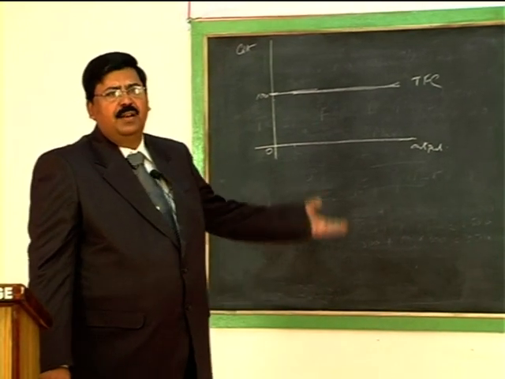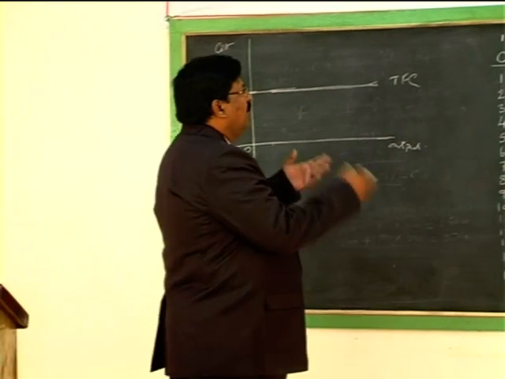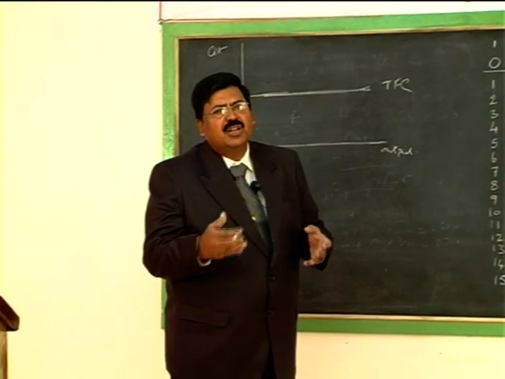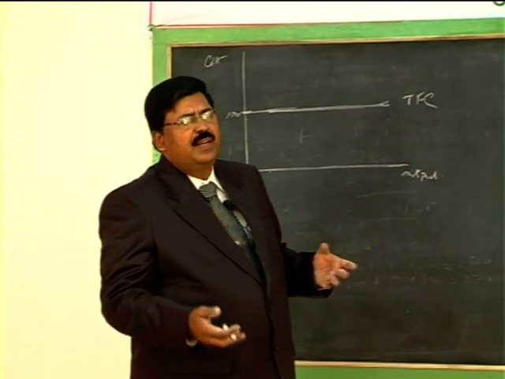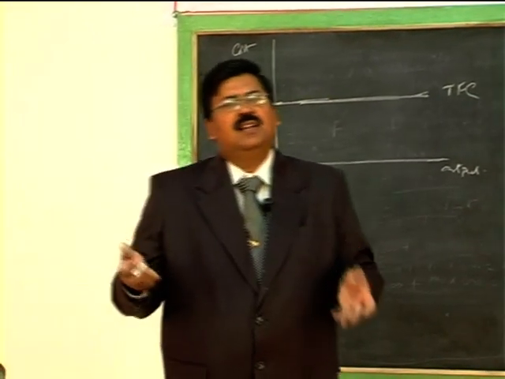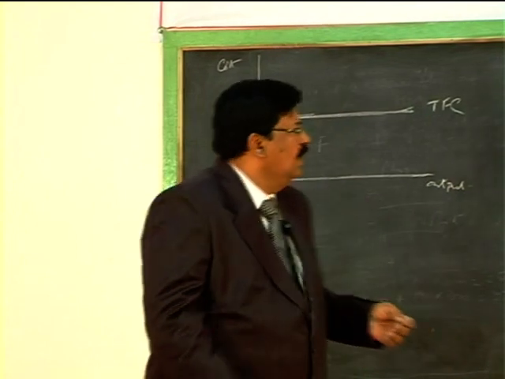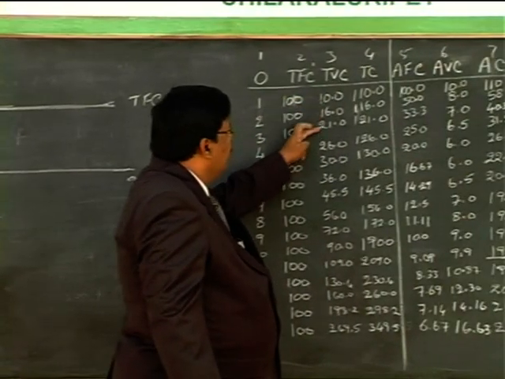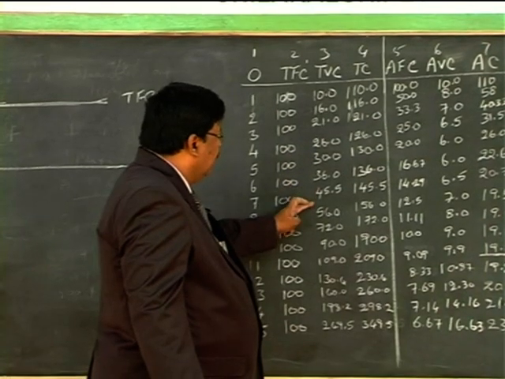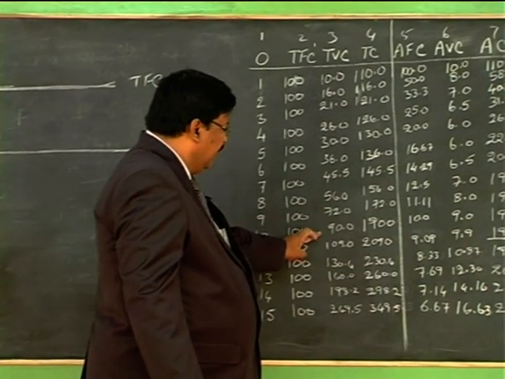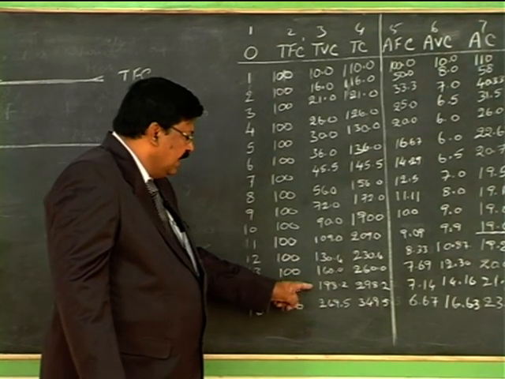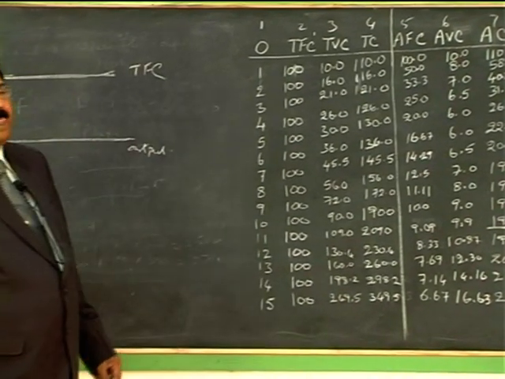Very simple. Now let us see what the total variable cost is. If the firm wants to increase more units of output, it has to use more variable inputs, and accordingly it has to incur more variable cost. So variable cost increases from 10, 16, 21, 26, 30, 36, 45, 56, 72, 90, 109, 130.4, 160, 198.2, 249.